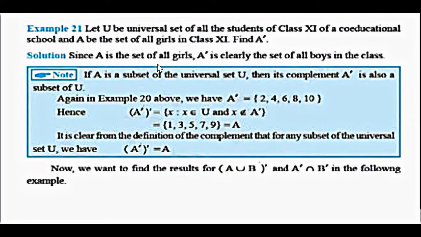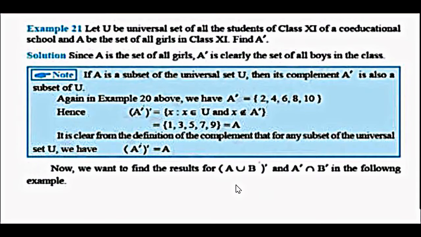So this A complement, if you just take an example that you have your class, in your class 11th, there will be girls, there will be boys. If A is the set of all girls, what would you understand that A dash, or A complement, should be? Of course, in your class there will be girls and boys if it is a co-education school. So A is the set of all girls. A dash would simply be all the boys, because A dash means those which are not A. So all those which are not girls are actually boys.